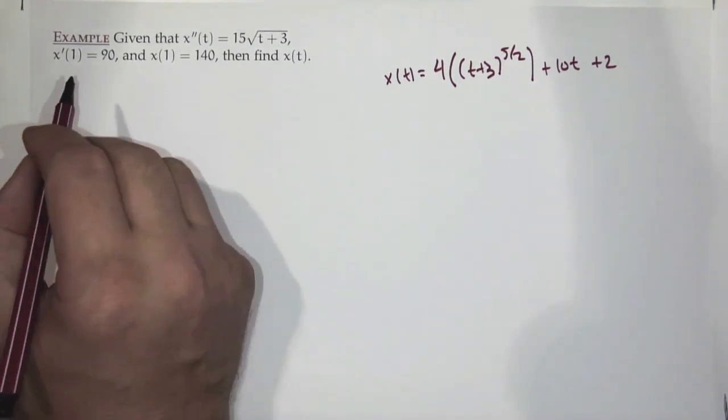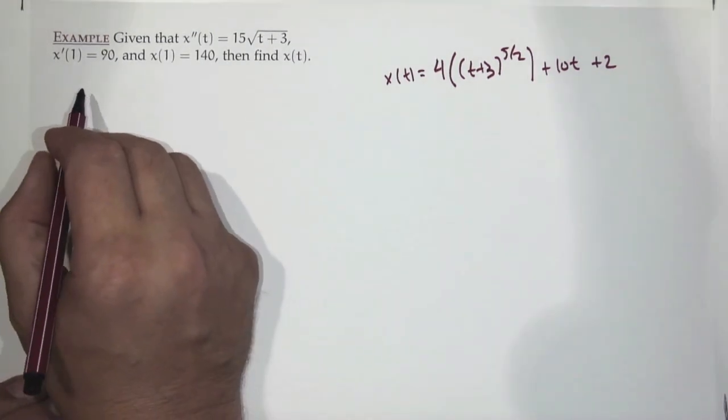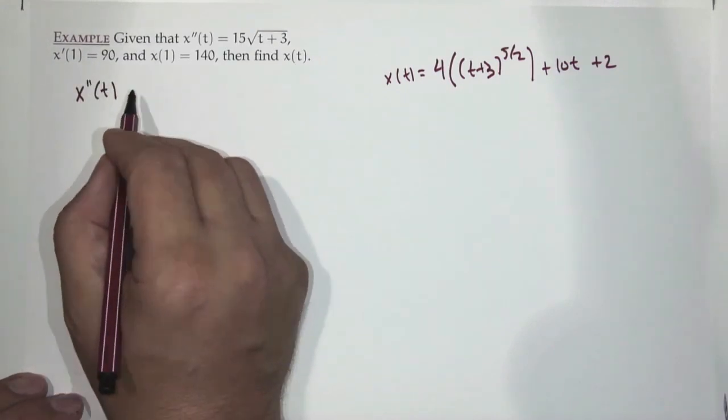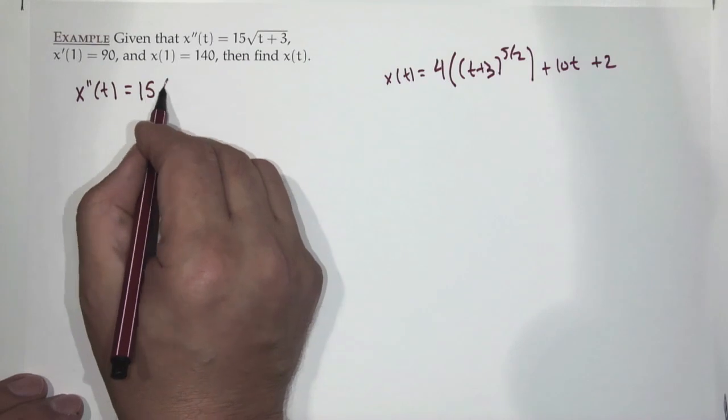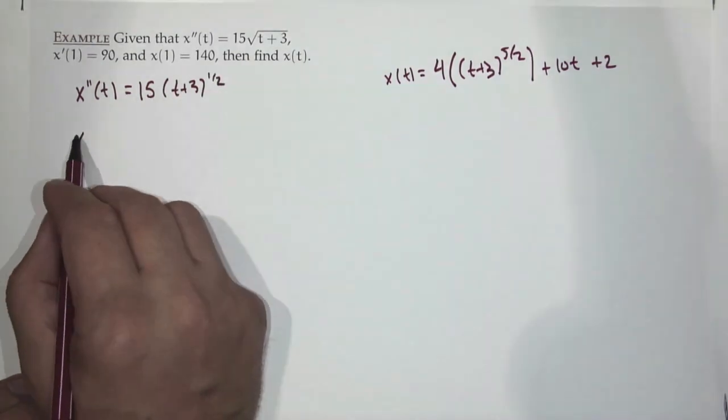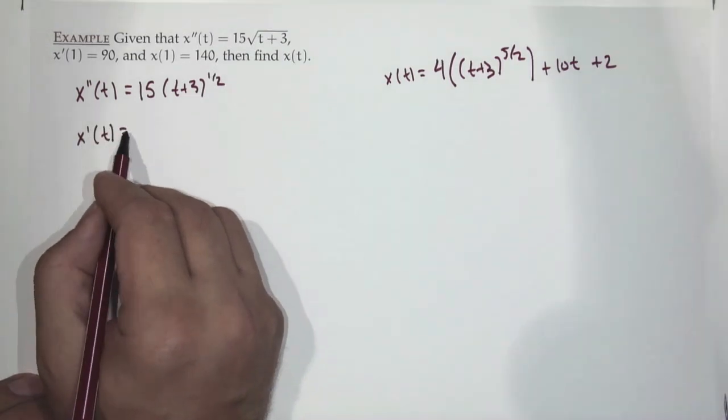Two. Oh, this is so cool. We get to do 2 integrals. Oh, we're so lucky. You know, those people who only get to do 1 integral, they're missing out. All right, we'll write it as t plus 3 to the 1/2. And now if we do the first antiderivative.